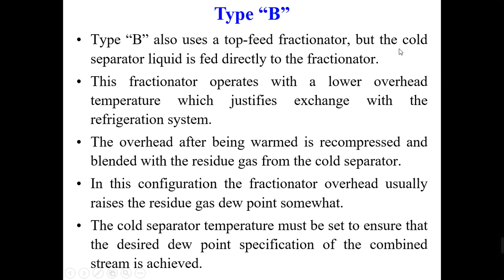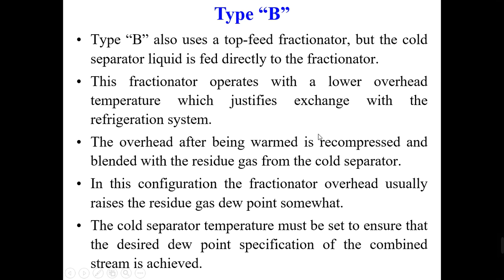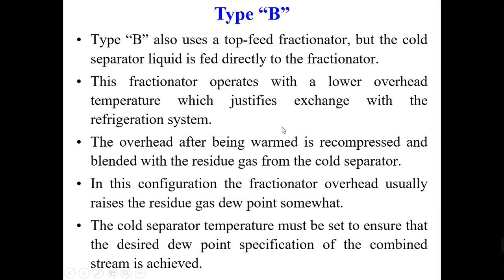Type B also uses a top feed fractionator, but the cold separator liquid is fed directly to the fractionator. As I said, from the cold separator it goes directly to the fractionator. This is done when we don't need to put it through the heat exchanger to cool it further or to change its temperature. The fractionator and cold separator temperatures are compatible, and we are sending from the cold separator to the fractionator directly without any problem.